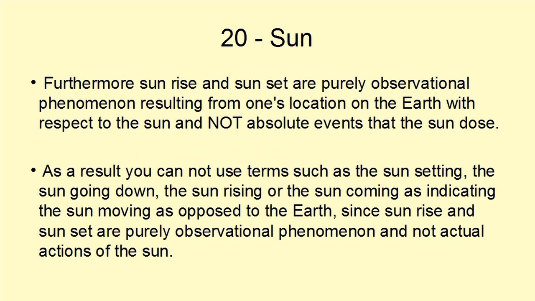Furthermore, sunrise and sunset are purely observational phenomena, resulting from one's location on the earth with respect to the sun, and not absolute events that the sun does. As a result, you cannot use terms such as the sun setting and the sun going down, the sun rising, or the sun coming up as indicating the sun moving as opposed to the earth, since sunrise and sunset are purely observational phenomena and not actual actions of the sun.